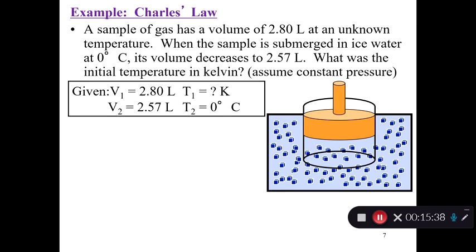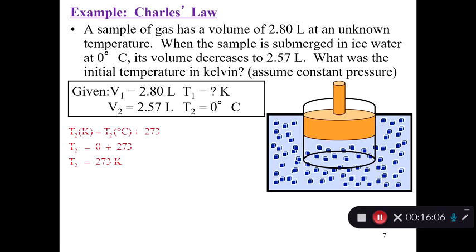The first one that we don't have any idea about is the initial temperature T1, and we change the temperature to 0 degrees Celsius, T2. The question says, what was the initial temperature in Kelvin? There is no information regarding the pressure, so we are going to solve that relationship between V and T, because it's Charles' law.